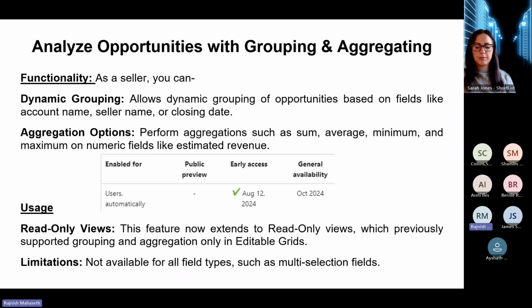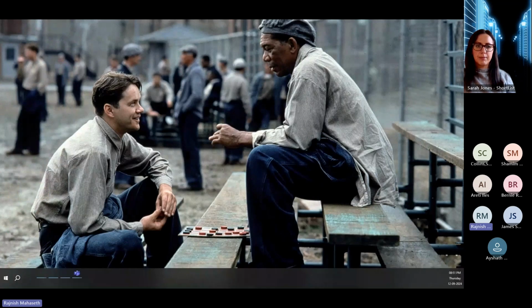So coming to the demo, let me come here and show you. Okay. So simply open any opportunity. If you open opportunity, this is the view. Let me go to all opportunities. You can perform this on any of the views. And if you click on the drop down here, you can see the group by option.